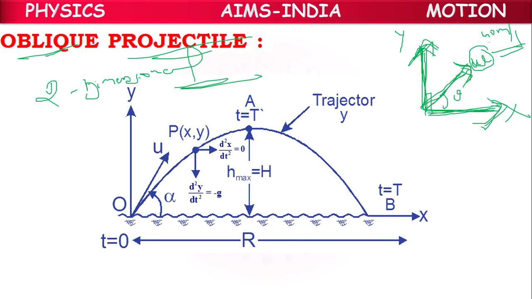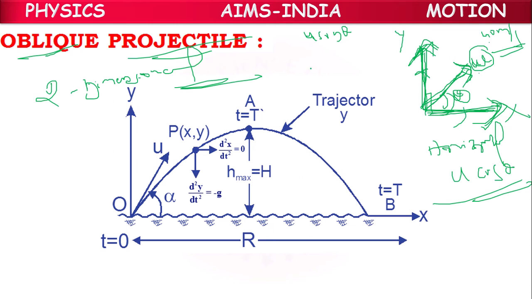The part working along x is known as the horizontal component of velocity, denoted by u cos theta. Here u is the velocity with which it is thrown, and theta is the angle made with the ground. In trigonometry, you will come across this cos theta. So the horizontal component value is u cos theta. In the same way, the velocity acting along the vertical direction, the vertical component, will be u sin theta.